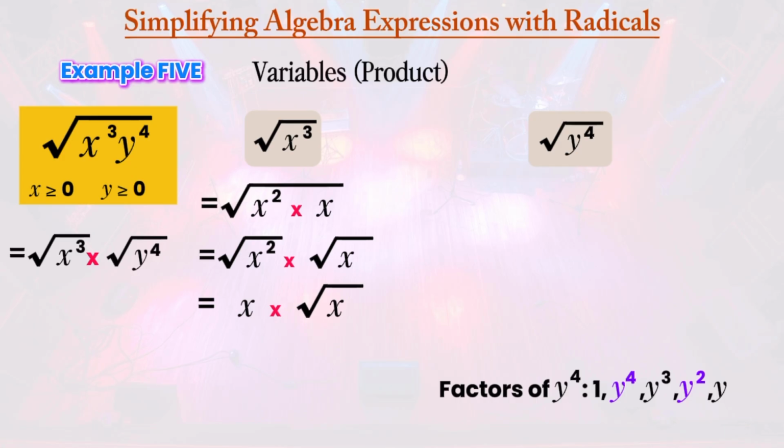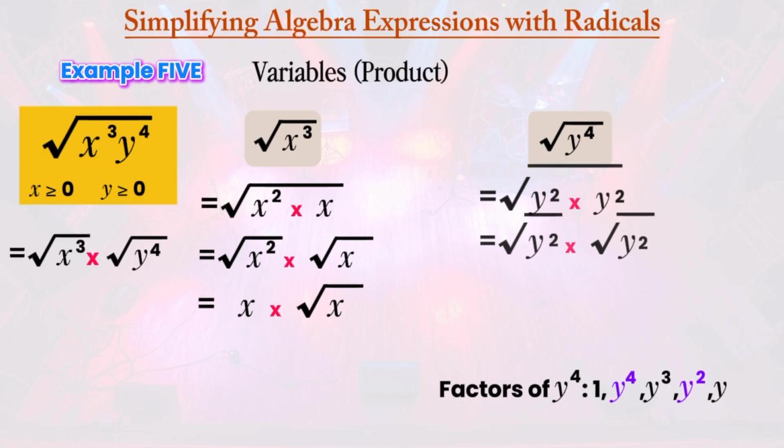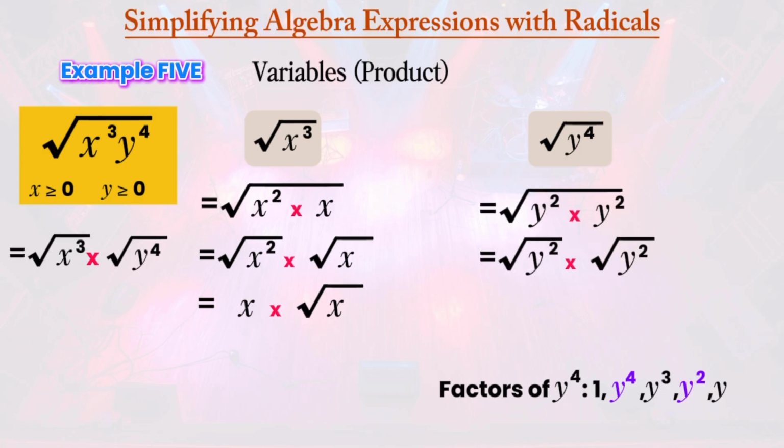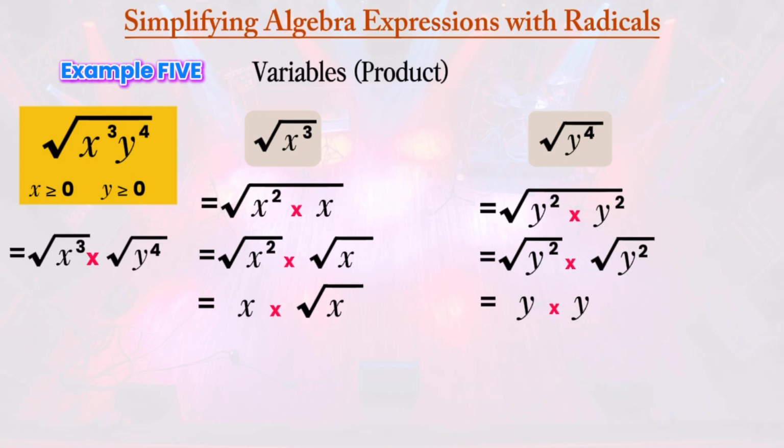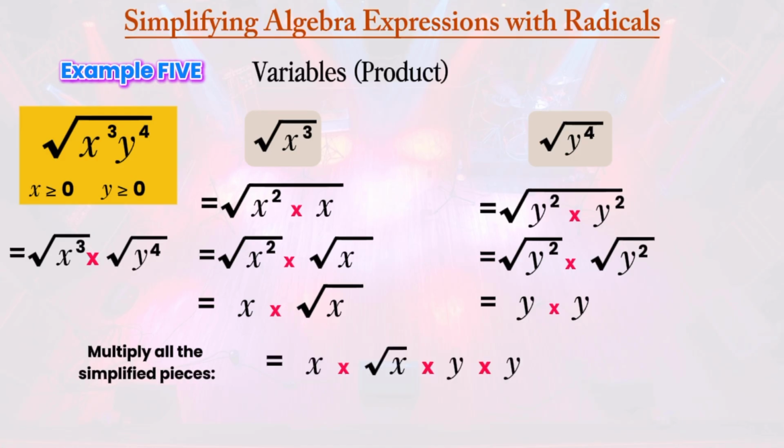The square root of y to the power of 4 is equal to the square root of y squared times the square root of y squared. Now we can cancel out the radical sign with the 2 exponent to get y times y. Once we have all the values simplified, we then bring them all together by multiplying. So that's x times y times y times the square root of x. This results in an answer of y squared times x times the square root of x.